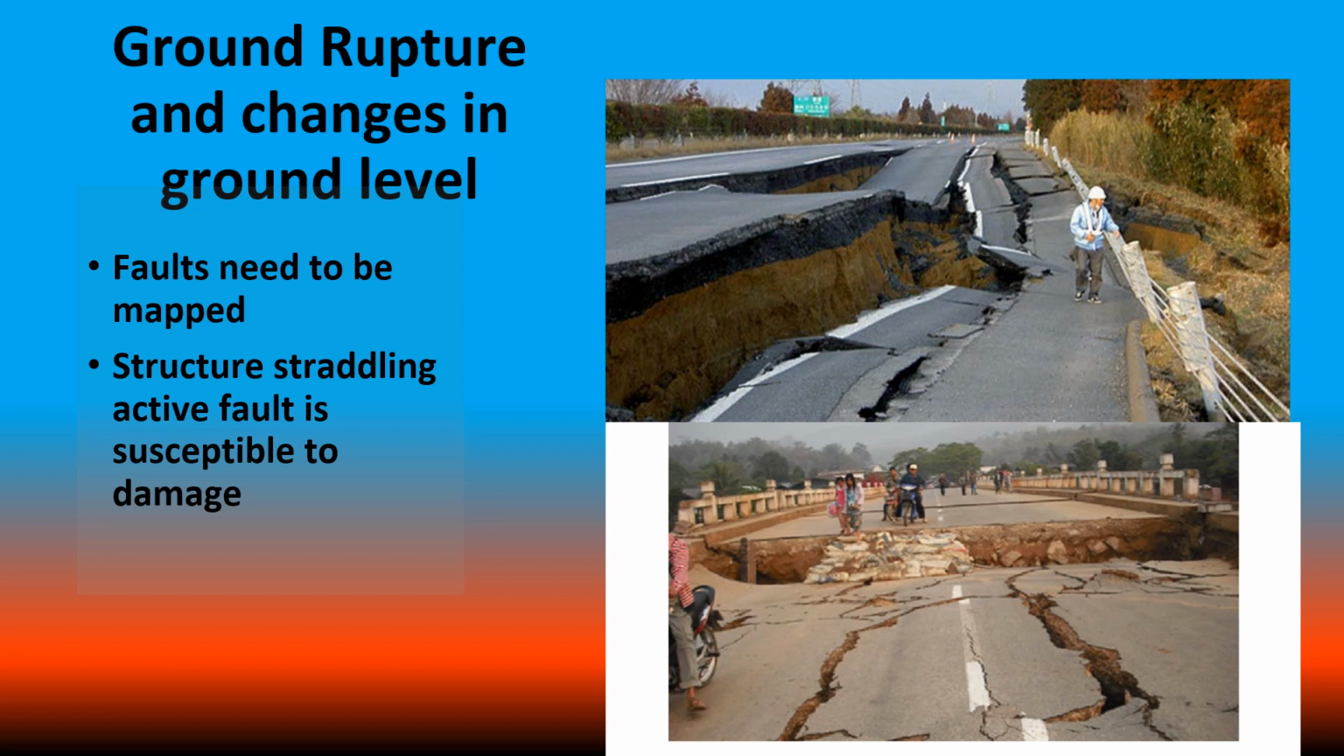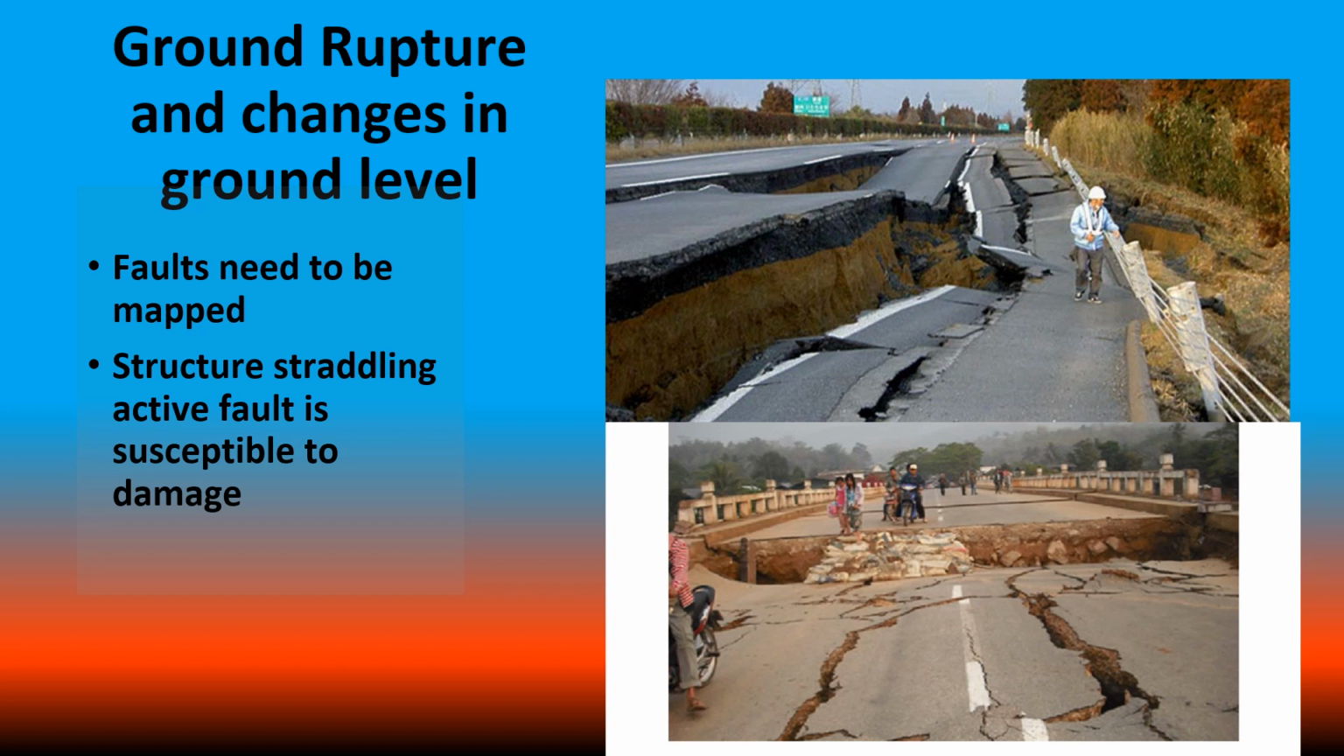So for ground rupture and changes in ground level, this is where the ground not only starts to fault and crack, but different sections begin to change relative to one another as far as their height or altitude. And this is where we get slipping along those faults and the ground shaking, and it's what we call rupture. And to mitigate this, faults need to be mapped, because any faults in a seismically active zone, that's where the earthquake is going to affect the ground the most along those fault boundaries. And any structures that are straddling those faults, houses, roads, bridges, anything like that, are susceptible to damage.